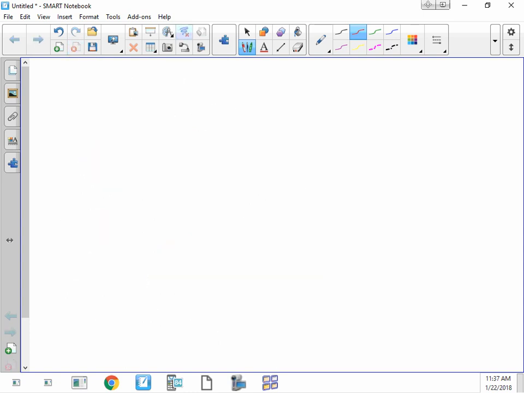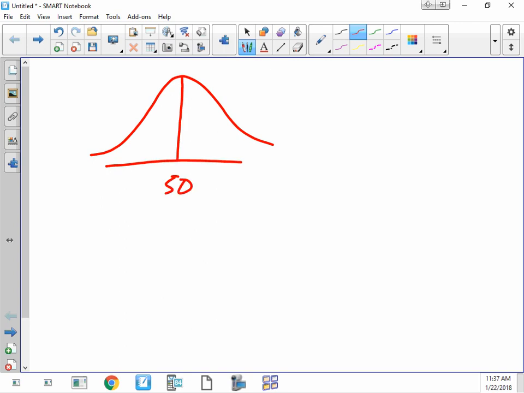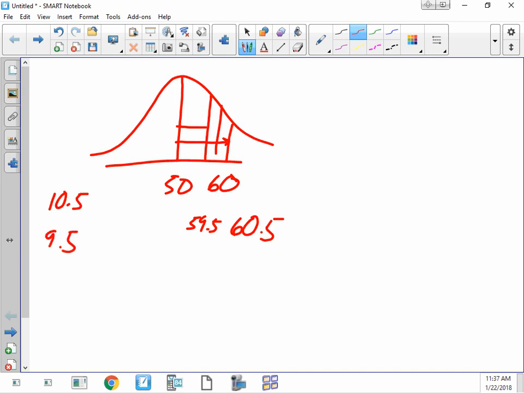So we have a 50 here and 60. We want to find the area between 59.5 and 60.5. Well, how big is that? 10.5. And how big is this? 9.5. What do I do with those numbers? Divide them both by the SE. So you're going to get 2.1 and 1.9. Now what do we do?